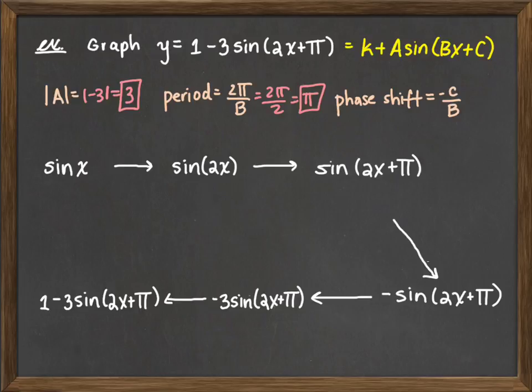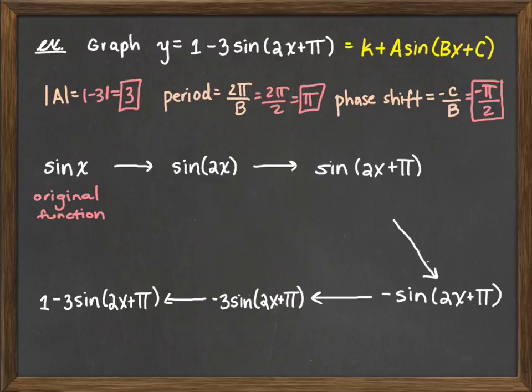And our phase shift is negative c over b. So c is pi, so we're going to get negative pi, and b is 2, so negative pi over 2. So this is our phase shift. And this phase shift is negative, so it's a shift to the left. So I'm just going to write out everything that's happening. We have our original graph, sine of x. This is our original function, okay?